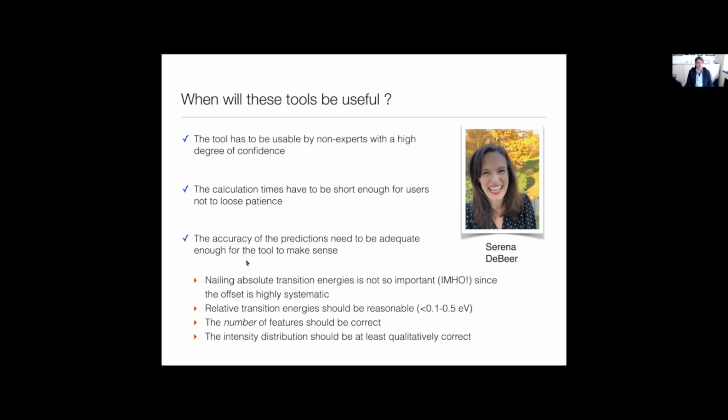Well, and then, of course, is the accuracy. The accuracy of the predictions needs to be adequate enough for the tool to make any sense, right? If you calculate spectra that have the wrong number of peaks and they're all in the wrong place and they all have the wrong intensities, then these calculations are useless and they're not helping you.